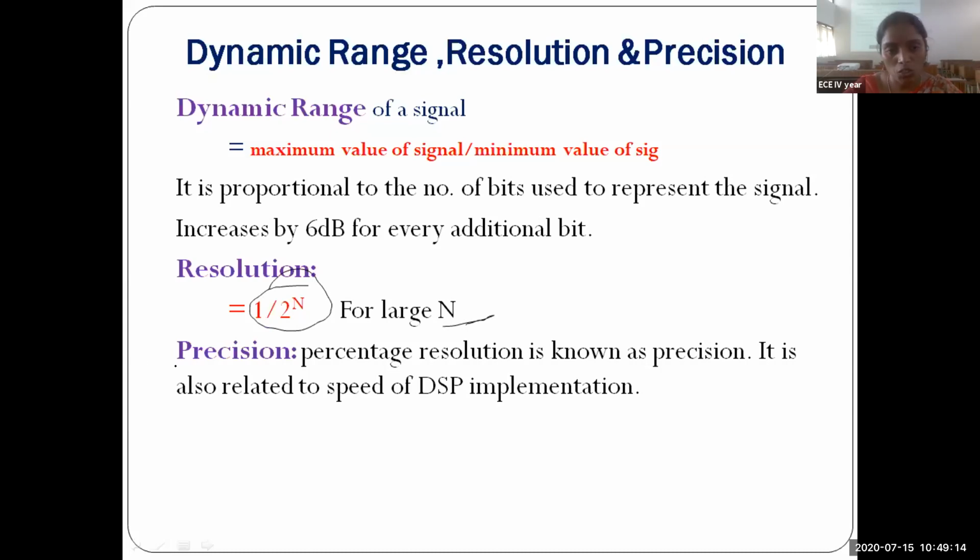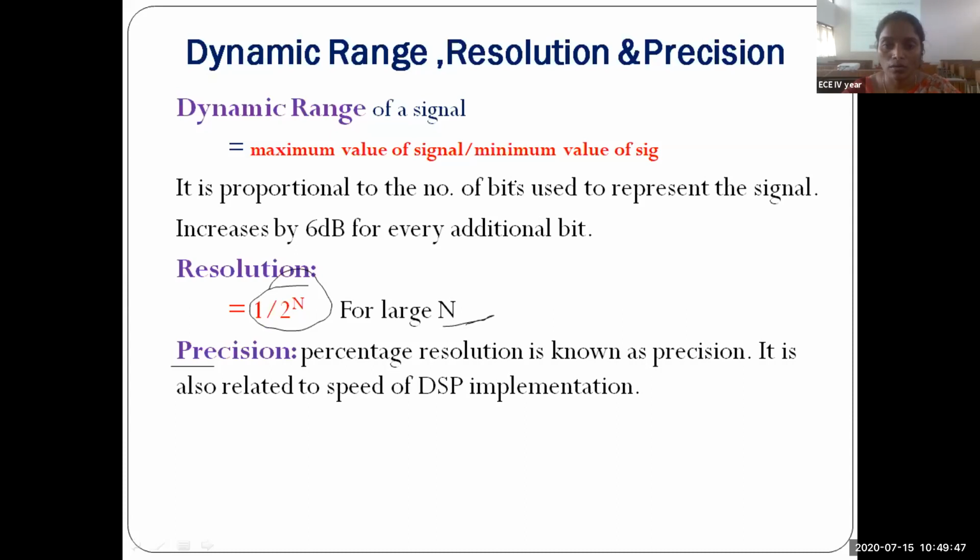Similarly, precision is nothing but percentage of resolution. If you multiply this value by 100, we can say it is the precision. 1 by 2 power n into 100. That is the precision, and it is related to the speed of the DSP implementation. Similarly, dynamic range: what is the range of your signal representation? That is decided by the dynamic range. The general definition is maximum value by minimum value. Dynamic range equals maximum value by minimum value.